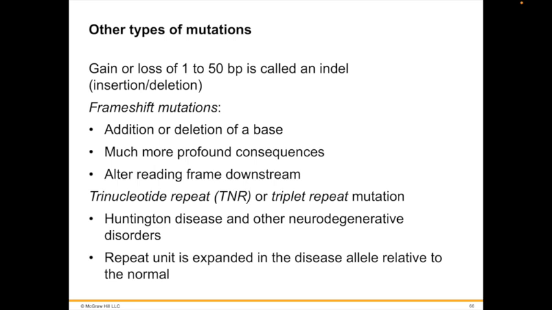The gain or loss of 1 to 50 base pairs is called an indel, for insertion-deletion. Since codons consist of 3 bases, insertions or deletions that do not occur in multiples of 3 will shift the reading frame in the mRNA. Such a frameshift mutation randomizes the downstream sequence of amino acids. The consequences for protein function depend on the location of the frameshift, but they usually inactivate the protein.